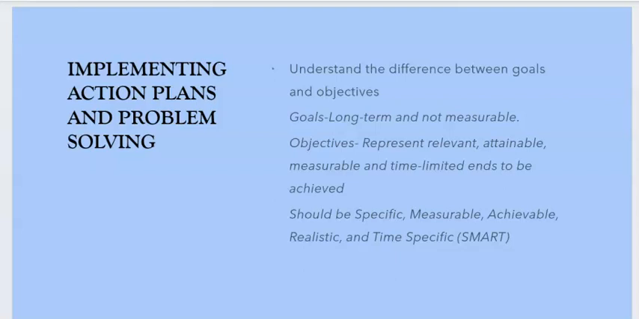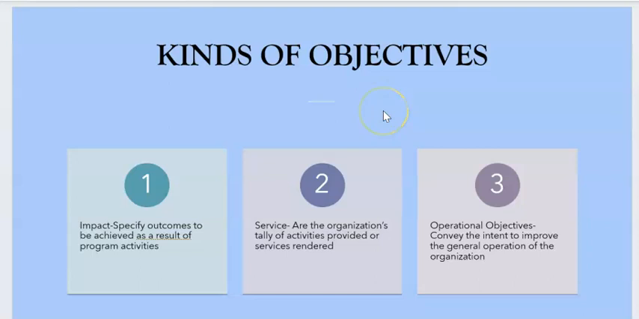And they should be specific, measurable, achievable, realistic, and time-specific. And again, that is often called the SMART objectives. Kinds of objectives: we can measure impact, which specify outcomes to be achieved as a result of program activities. We can measure service, or the organization's tally of activities provided or services rendered. So we said we were going to serve 150 people and we served 175. So we have more than met that objective. And then we have operational objectives, and they convey the intent to improve the general operation of the organization.